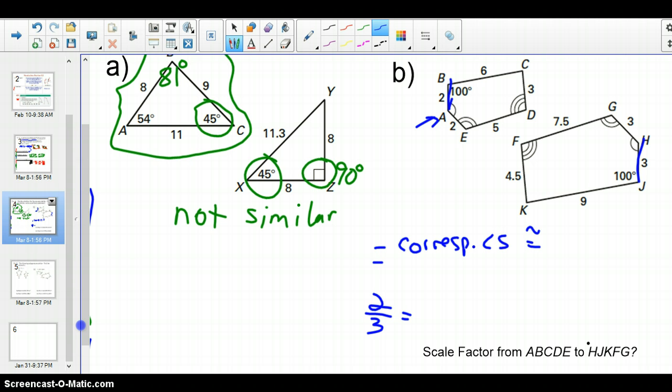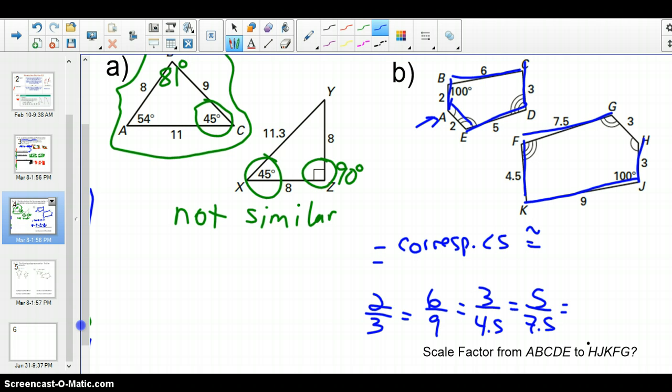I'm going to check for each pair of corresponding sides to make sure that the ratio is the same throughout the whole thing. So if I go then from B to C, I'm going to be going from J to K. So that's 6/9. And then if I go from C to D, K to F is 3/4.5. And then 5/7.5.